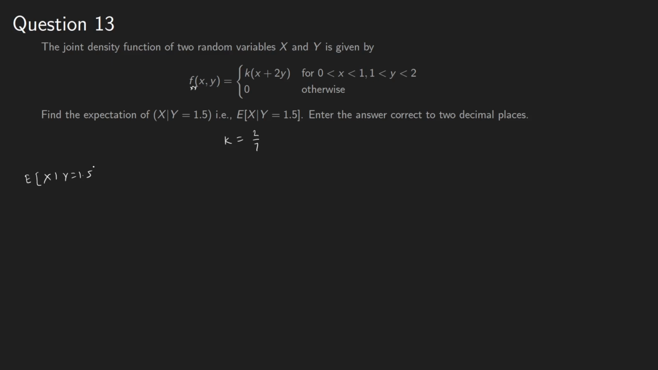expected value of this. As you know, if we want to calculate the expected value of any random variable, we need to know its distribution. In this case we have to find the expectation of a conditional random variable. It means that we need to find the conditional PDF of x given y has taken value 1.5. Once we know this distribution, we will be able to find its expected value also.